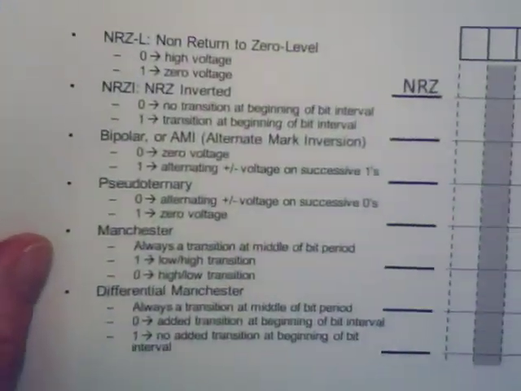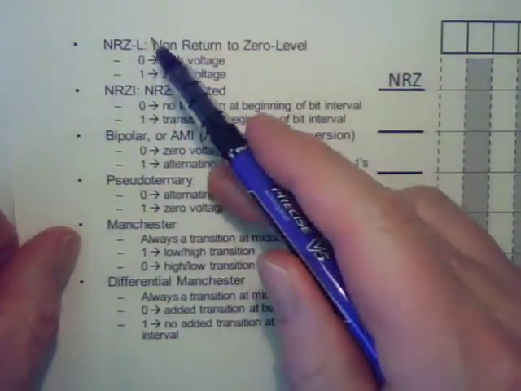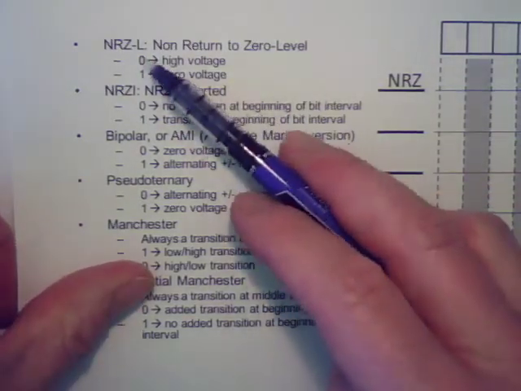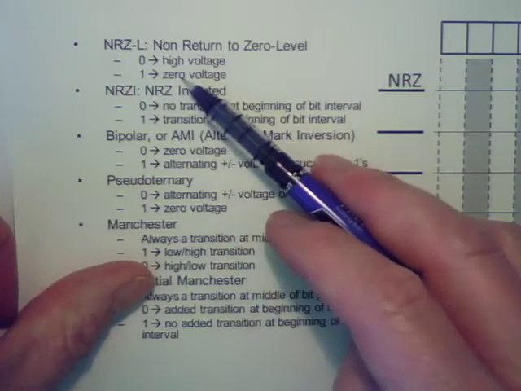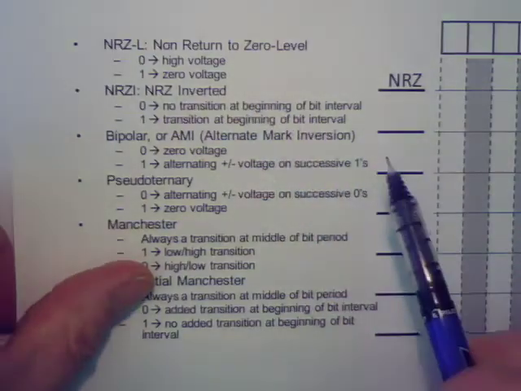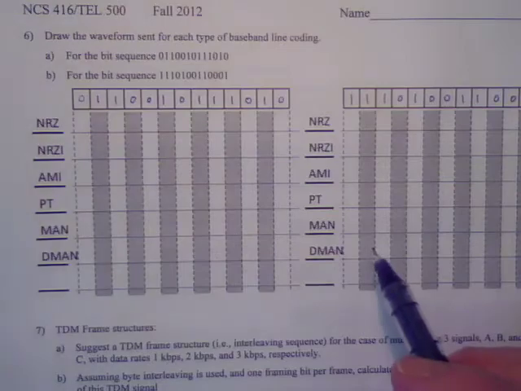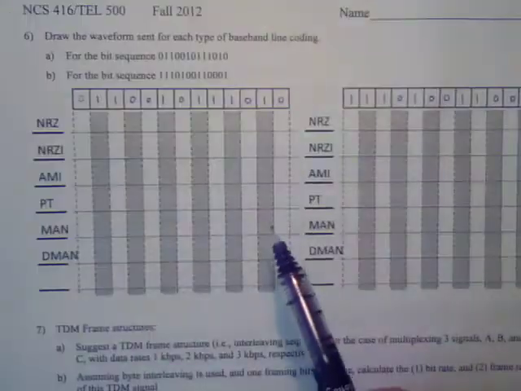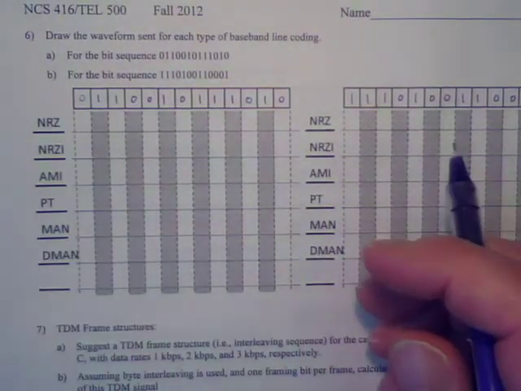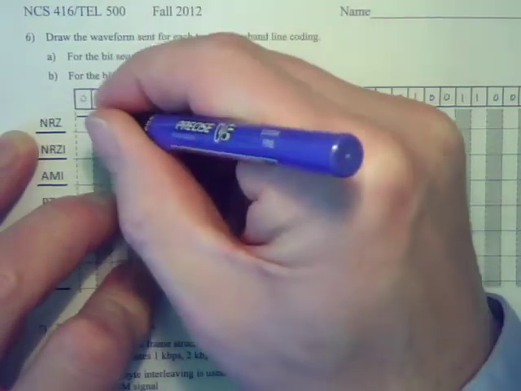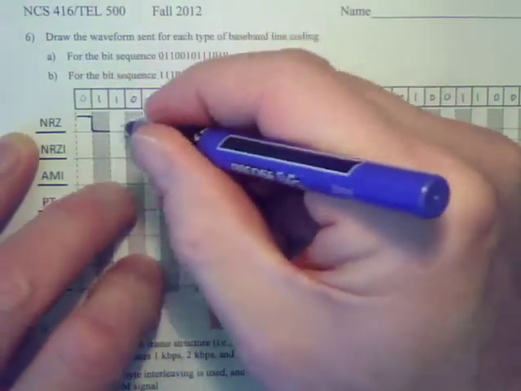What I'm going to do is get out the slide. NRZ-L, non-return to zero level, has a 0 bit giving a high voltage and a 1 bit giving a 0 voltage. Sort of upside down from what you might think is the easiest, most straightforward way of encoding. So this NRZ signal is going to give a high voltage value for a 0 and a 0 voltage value for a 1.